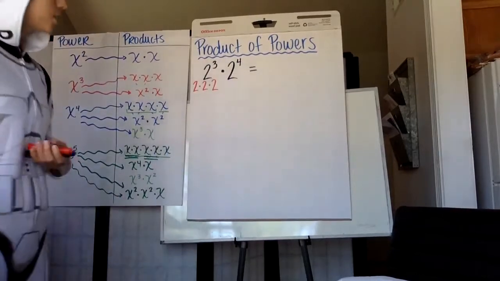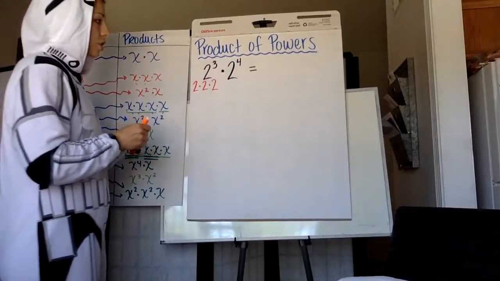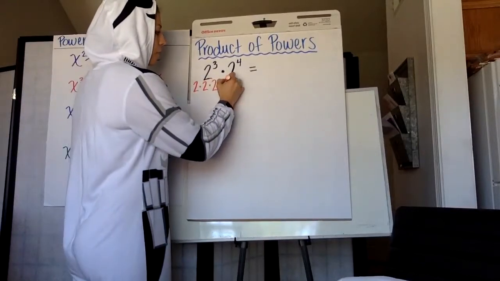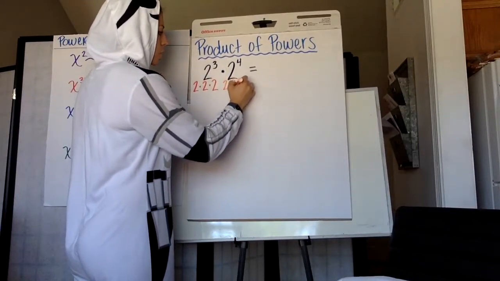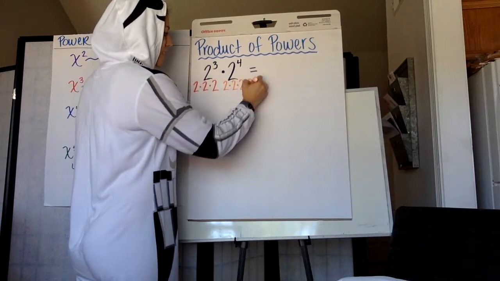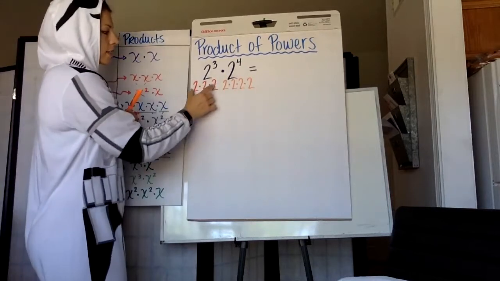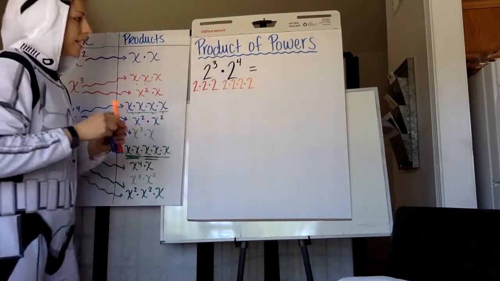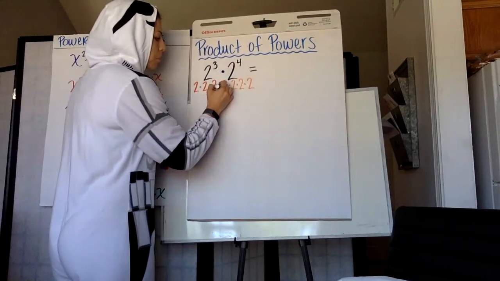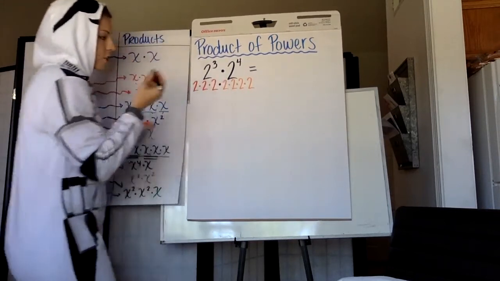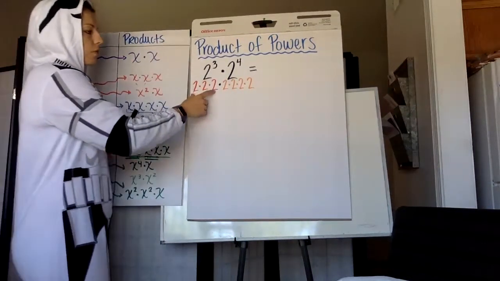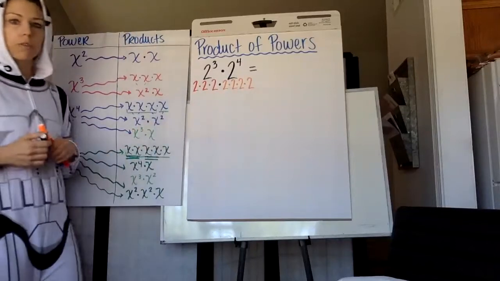And what does 2 to the 4th power actually mean? Well, 2 to the 4th power means 2 times 2 times 2 times 2. So now we have 2 products that each of our powers represent. And what are we doing with those? Well, we're just multiplying them by each other, right? We have 3 2's over here times 4 2's over there.